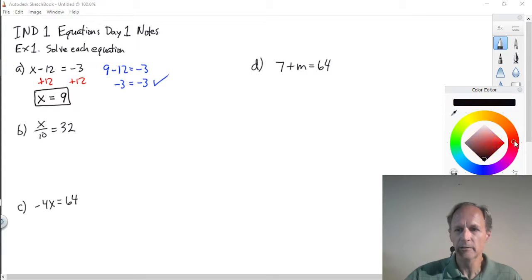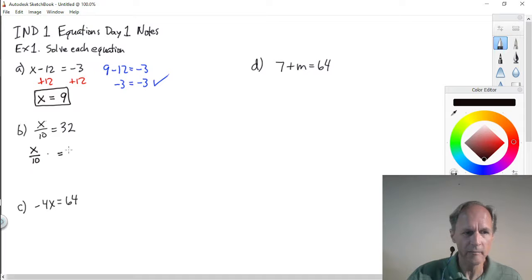Okay, let's look at the next one. So how do we do this kind? We have x divided by 10. We want to get rid of the 10, right? So we multiply both sides by 10. And we could squeeze that in up here. I'm going to just rewrite it. Have to be very careful, write it down correctly. I'll leave room for writing in some red.